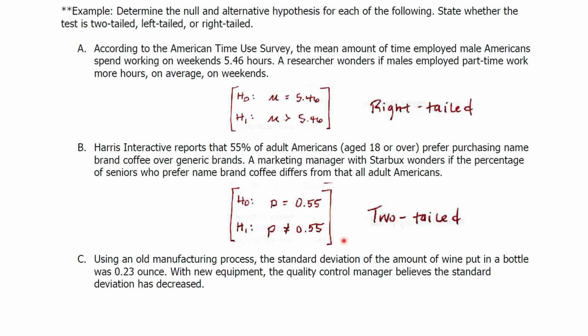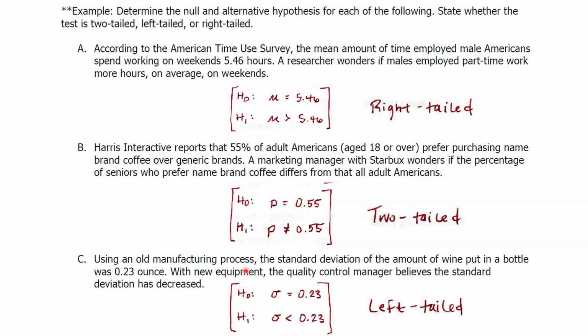And then C: used in the old marketing process, the standard deviation of the amount of wine put in a bottle was 0.23 ounce. With new equipment, the quality manager believes the standard deviation has decreased. So the key word in this problem is decreased. Okay, so the manager specifically believes it went down, not up. So we are going to do a hypothesis test for that.